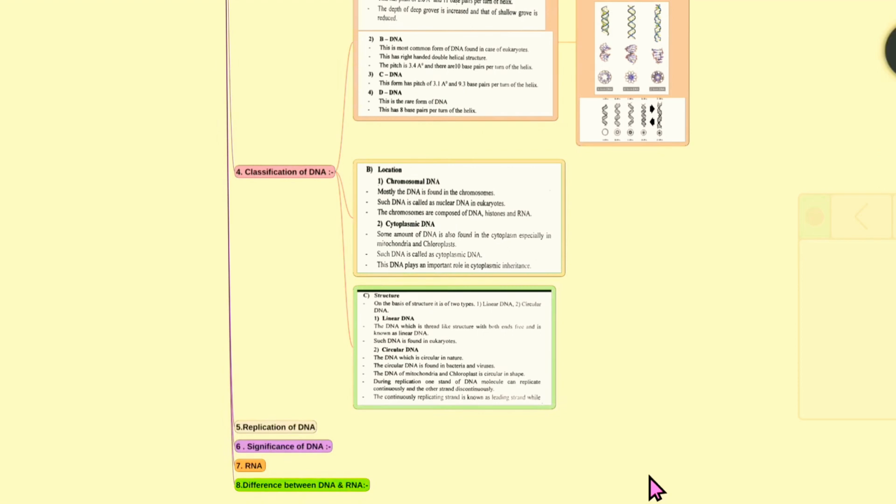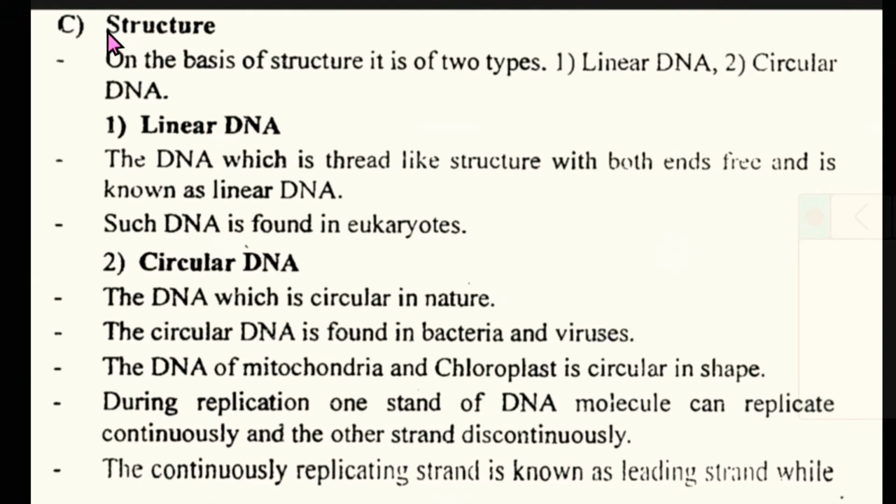Next point, the structure. On the basis of the structure, the DNA is classified into 2 types. First one is linear DNA, and the second one is circular DNA. Linear DNA is the DNA which is a thread-like structure with both ends free. Thread-like DNA, meaning both ends are free, is known as linear DNA. Such DNA is found in eukaryotes.